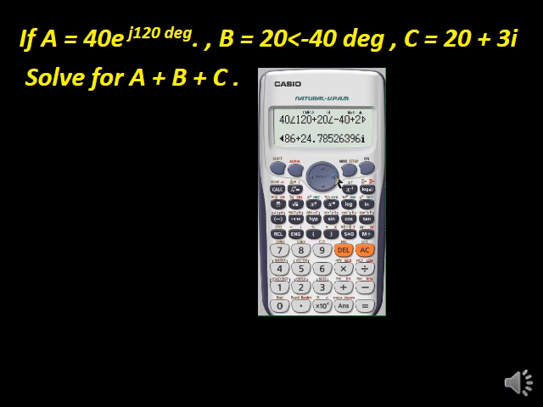Now this is a mixture of polar and rectangular complex numbers. Pressing equal, this gives us the result in rectangular form. If we want to determine the polar form of this complex number, we simply access the menu for the complex number, shift number 2, and then there is that function r angle theta, meaning if we want to convert the result into a polar form. So press that, and then we press equal, we get the equivalent in polar form, where 58.27 is in degrees because the calculator is set in degrees.